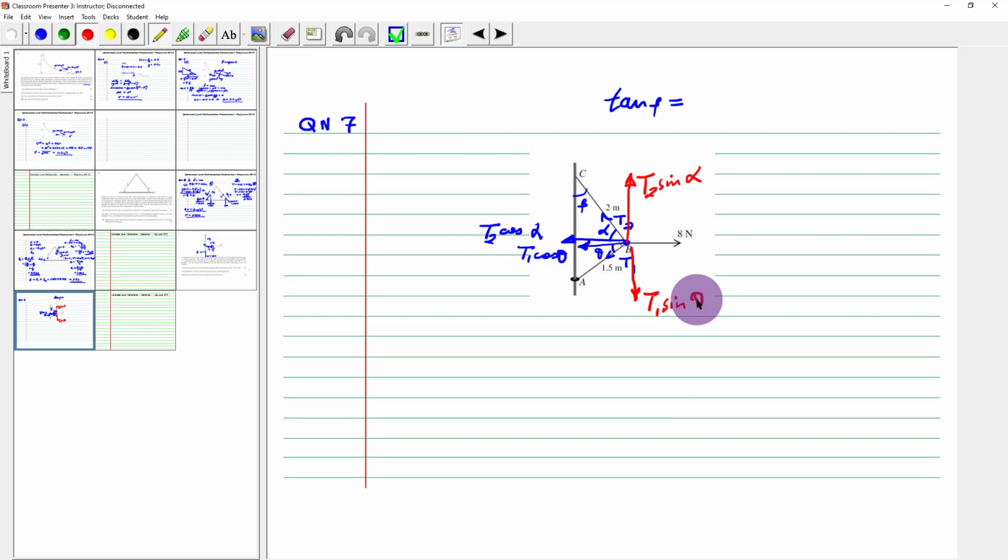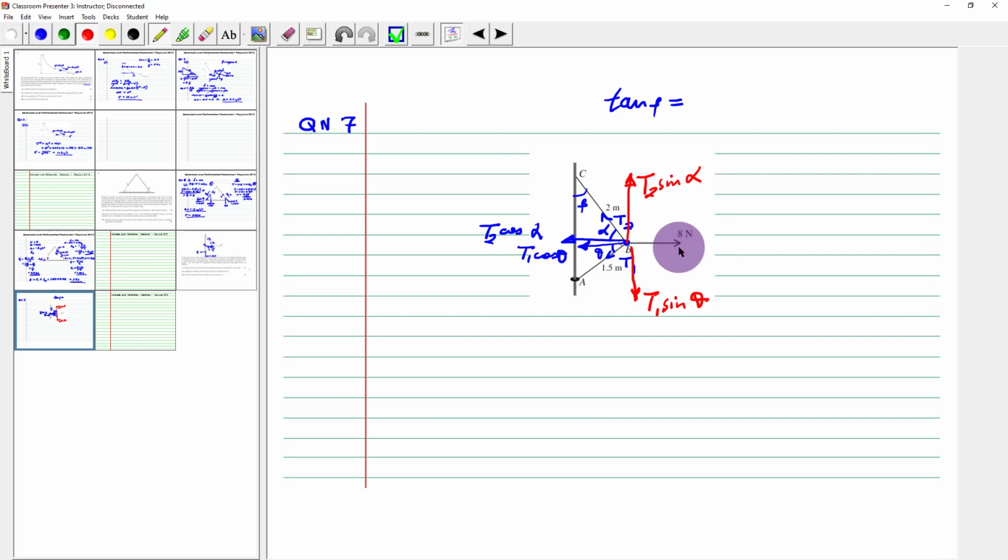Sine theta. So I can get two expressions, because there are two unknowns, T1 and T2. I can get two expressions, one using the vertical components, the other using the horizontal components, and then I can solve those two expressions simultaneously. That is the idea.